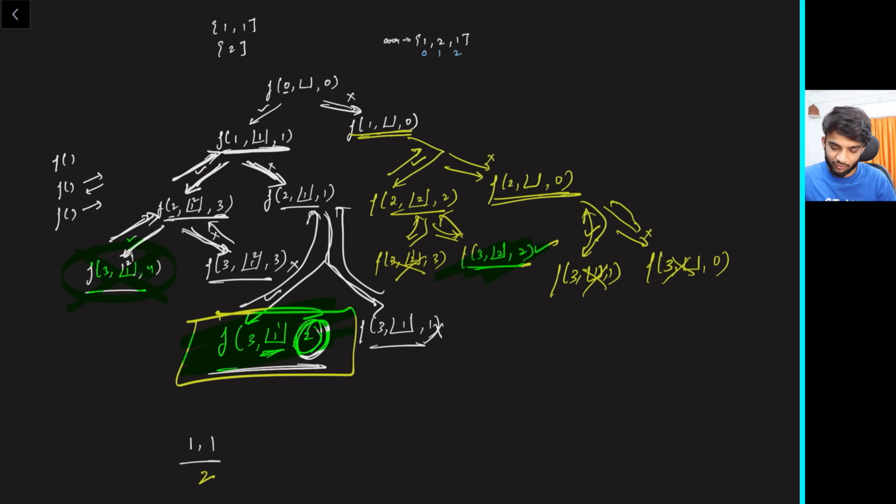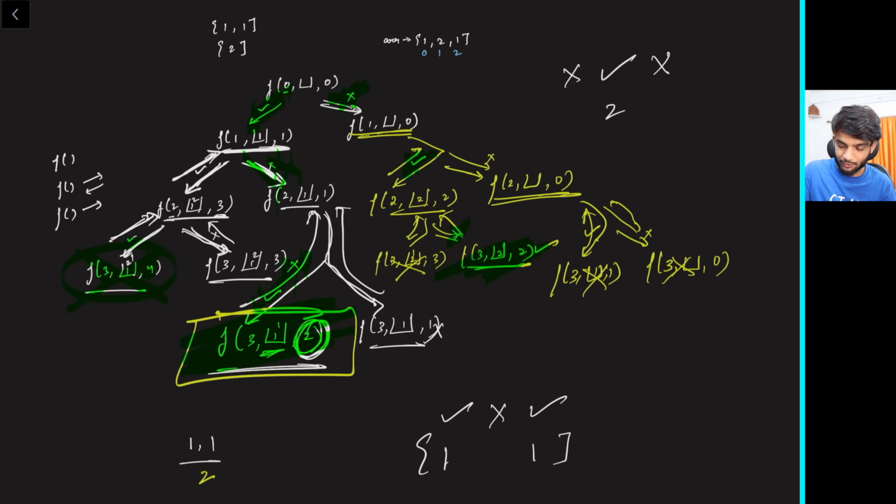So if you carefully observe, this one was pick, not pick, and pick, which means 1 and 1. And if you carefully observe over here, not pick, pick, and not pick, which means only 2. So this is how the recursion easily works. I hope it makes sense.